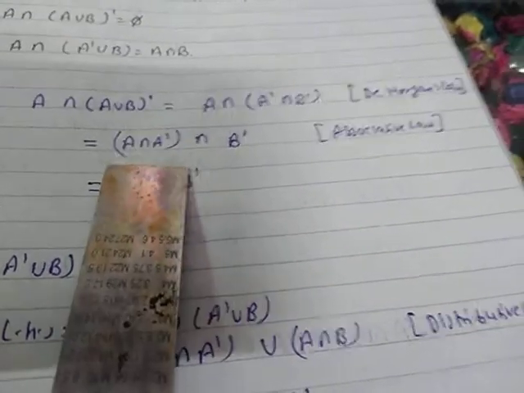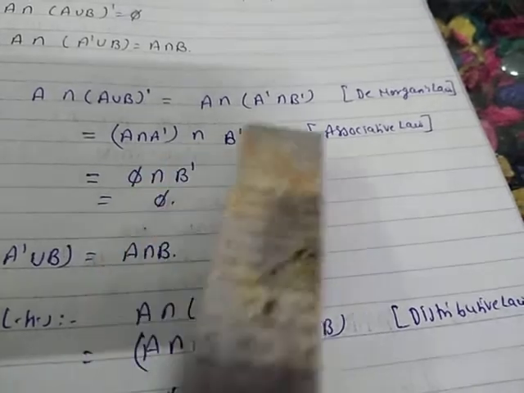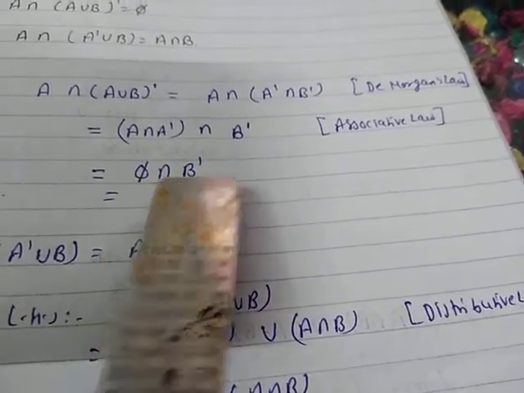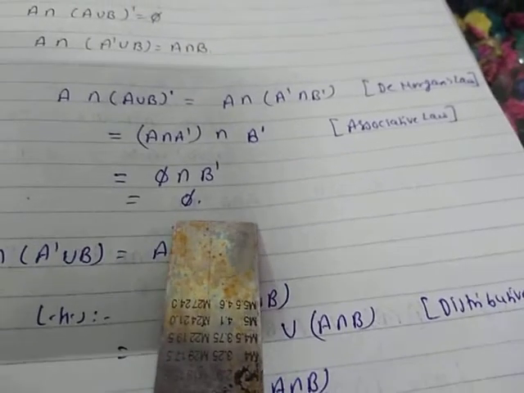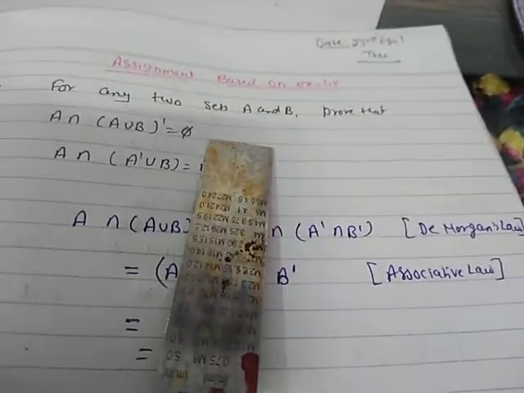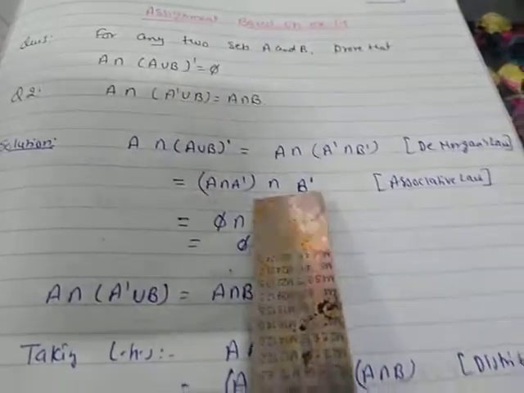So A intersection A complement is definitely phi, and B complement is as it is. Again phi intersection B complement; when phi has an intersection, then it will be phi. Hence it is proved here. Just see, this is your RHS. This way you have to prove that kind of questions. Okay, that's why I have made this video.